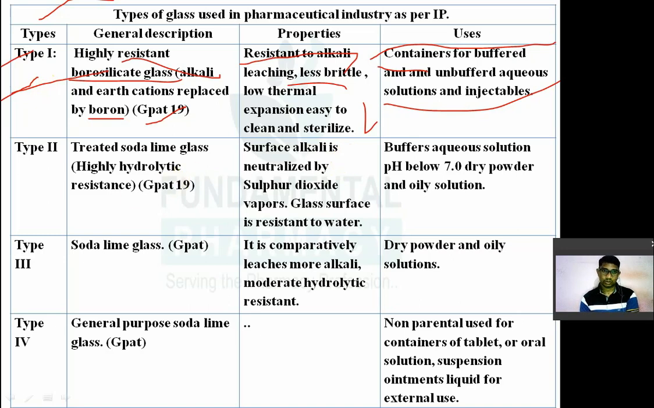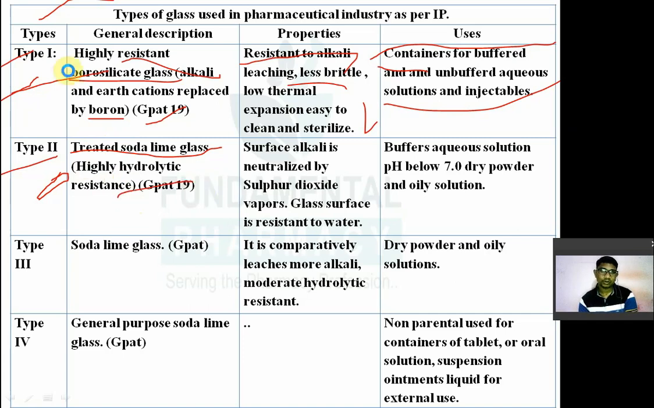Now type 2, treated soda lime glass. Type 2 is known as a treated soda lime glass. It has a highly hydrolytic resistant property. तो इसमें high hydrolytic resistant property है. ग्लास में वाटर डाल के हीट करेंगे ऑटोक्लेव में तो वो ज़्यादा रिलीज नहीं करेगा. हाइड्रोलाइटिक रेजिस्टेंस इज मोर. Highly hydrolytic resistant glass, that is a treated soda lime glass.